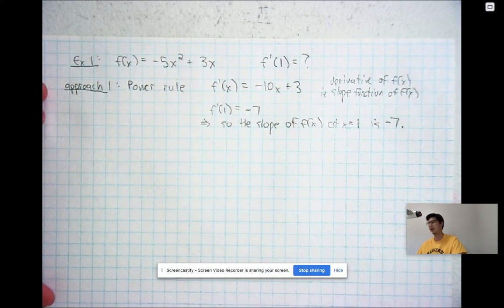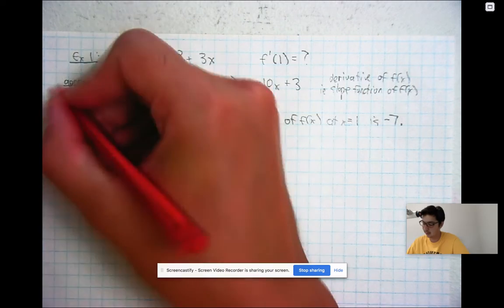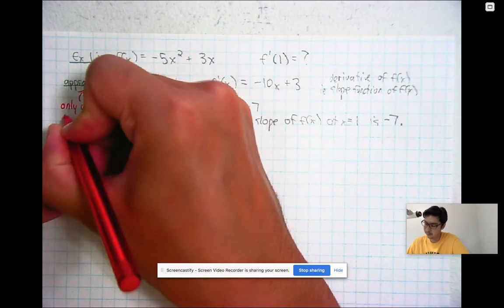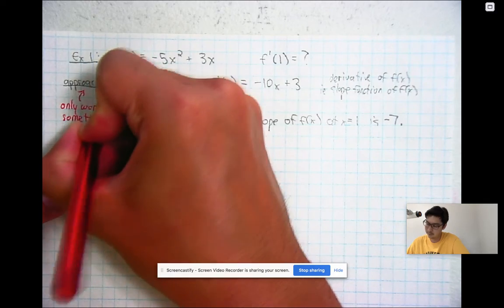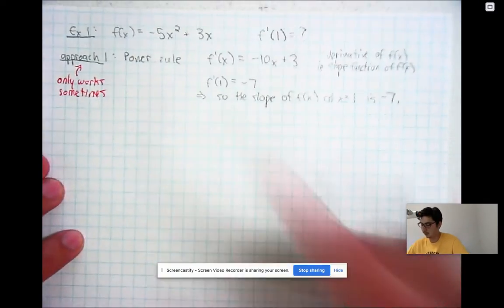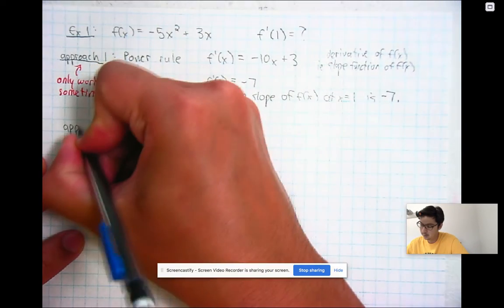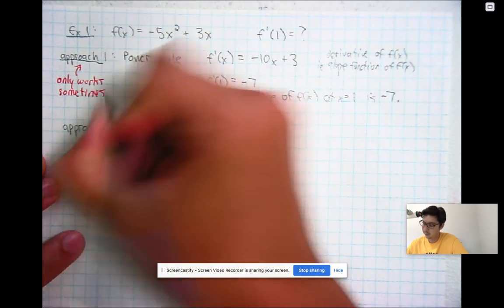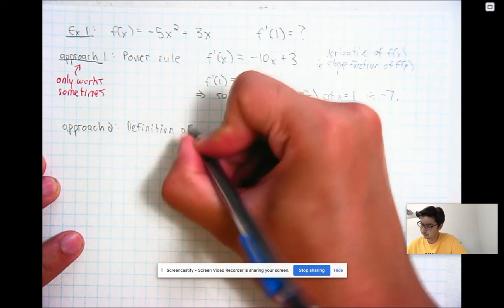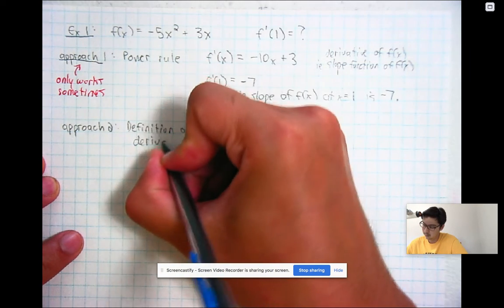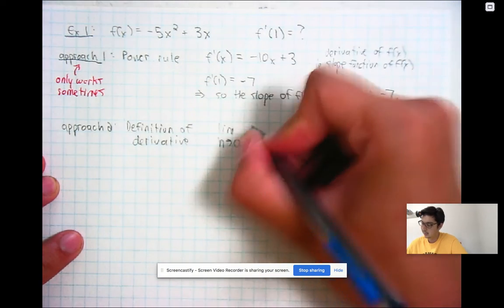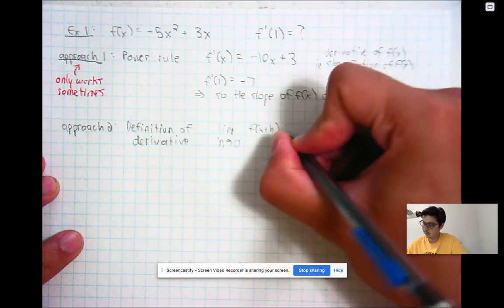The power rule is great. What a shortcut. That was so quick. But this only works sometimes. It does not work every single time. The approach you can always use, if you remember what I've been saying in math, is the definition of the derivative, which is the limit as h approaches 0 of f of x plus h minus f of x over h.